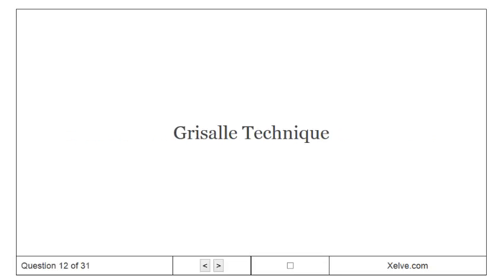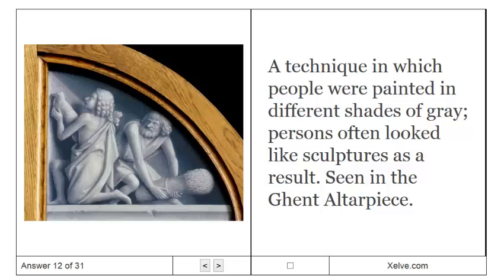Grisaille technique. A technique in which people were painted in different shades of gray. Persons often looked like sculptures as a result, seen in the Ghent Altarpiece.